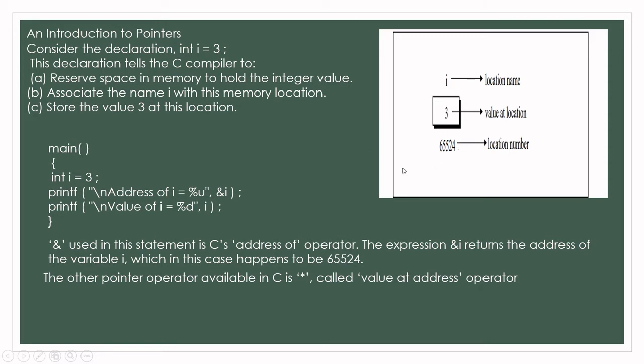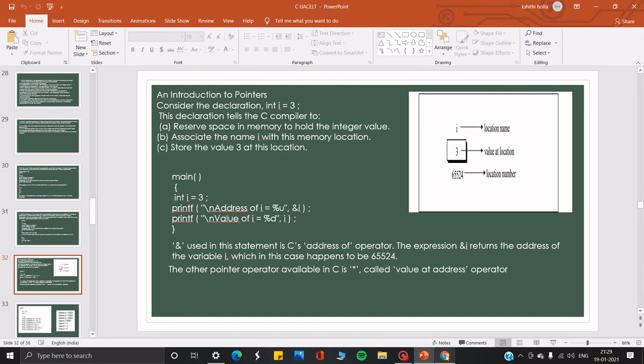So the ampersand is used as the address of operator. I have told you about the ampersand while implementing scanf, you must use the ampersand. So that's the address of operator. If you wish to print the address of i, the address at which the value is located, you can write ampersand i, and this value gets printed. Whereas if you wish to print the value of i, you can print it with the format specifier and i.